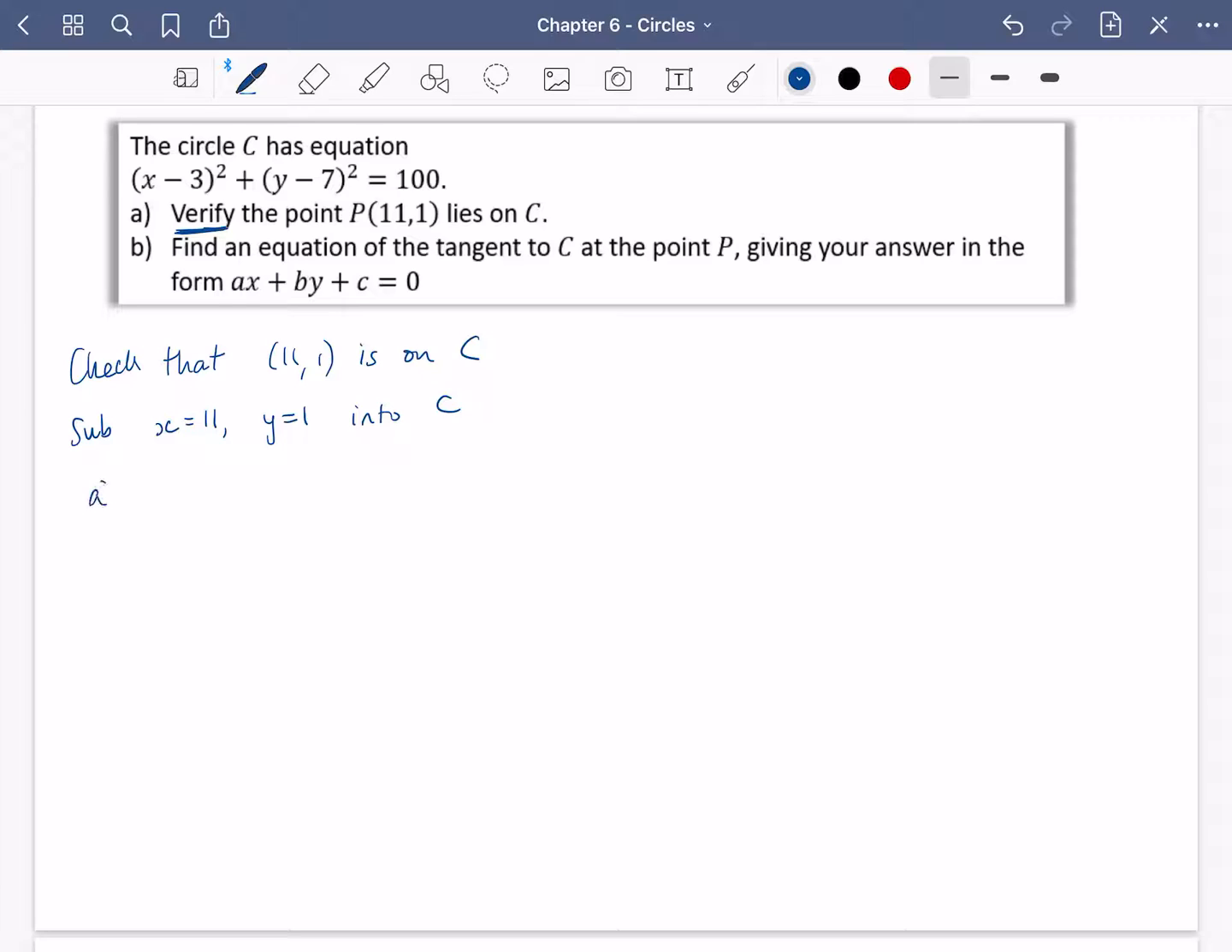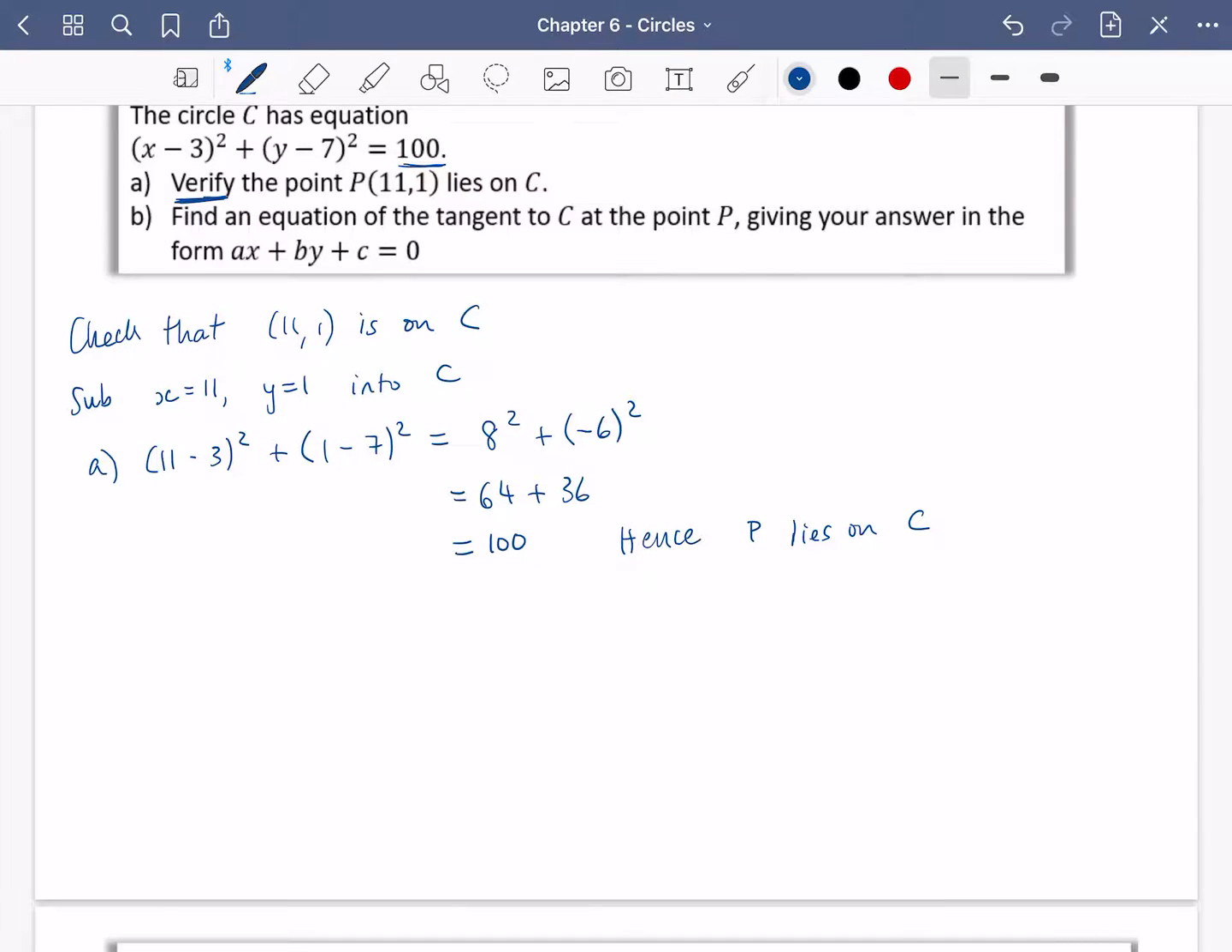So for part A of the question, if I substitute x as 11, I get (11 minus 3) squared, and if I substitute y as 1, I get (1 minus 7) squared, and we're going to hope that this gives us 100. So we can just work it out. 11 minus 3 is 8, so that becomes 8 squared, and 1 minus 7 is minus 6, squared. 8 squared is 64, plus 6 squared is 36, and that equals 100. Hence, P lies on C, because it gives us the answer 100.